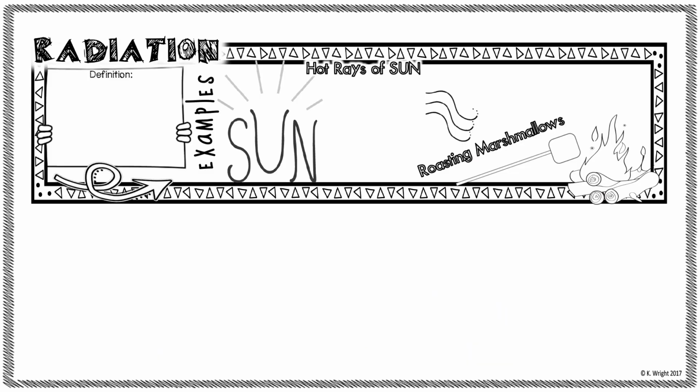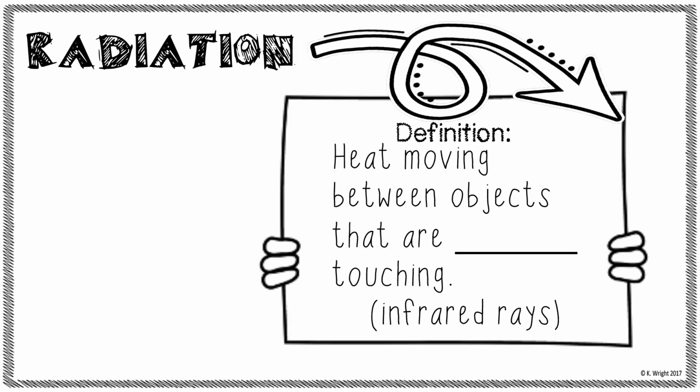At this point, if you have convection all filled in and you have conduction all filled in, you're ready to move to radiation. Radiation is heat moving between objects that are never, ever, till the end of time, touching. These are electromagnetic waves or infrared rays that are moving through air. They are not ever touching.